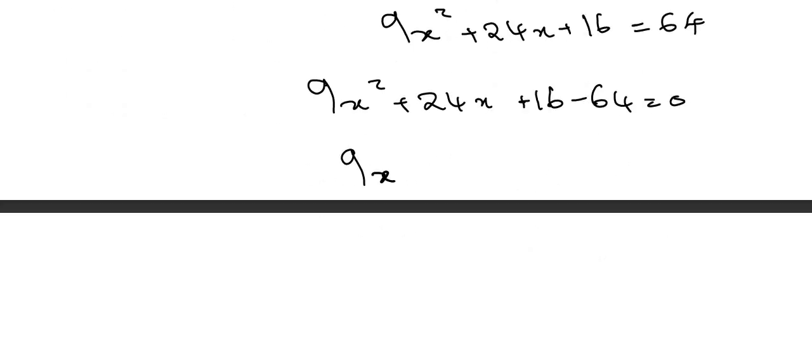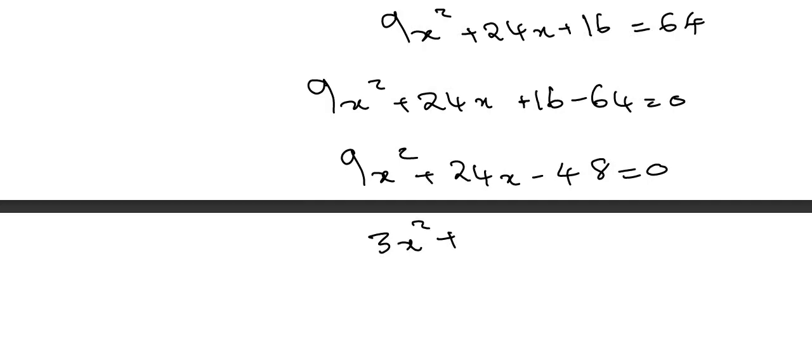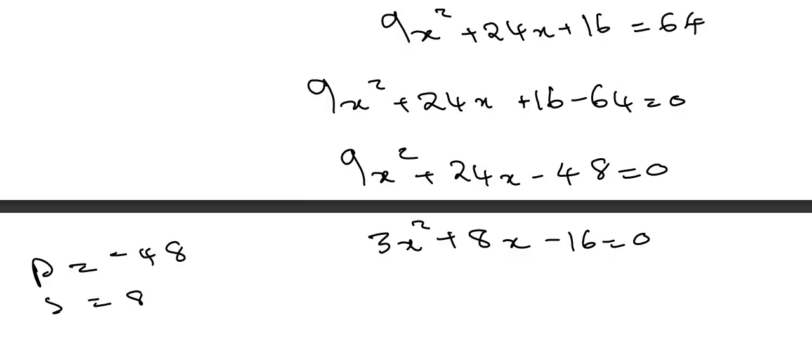This is 9x squared plus 24x minus 48 is equal to 0. Then 3 can divide these, right? 3 can go everywhere here, right? Yes, it can. 3 there, that's going to give us 8. Then 3 there gives us 1, and 16. Then from here, you know the product is negative 48, and the sum is 8. So what will be our factors?